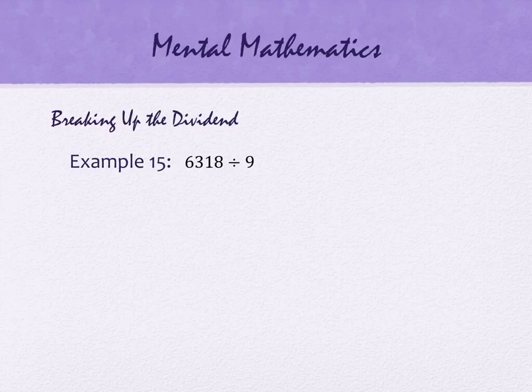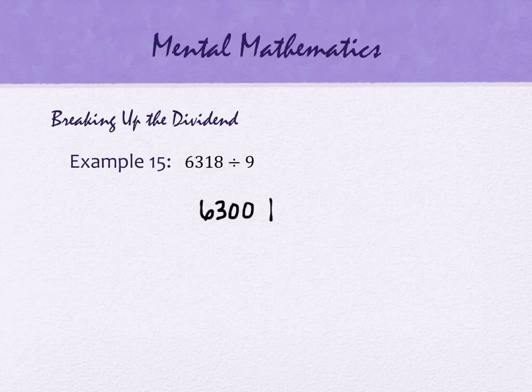All right, let's do a couple with division next. Breaking up the dividend. All right, this number is 6,318. It looks kind of messy to work with division, but it's actually quite friendly. The idea of breaking up the dividend is to take the 6,318 and break it up into something where each piece of it is easily divisible by 9.